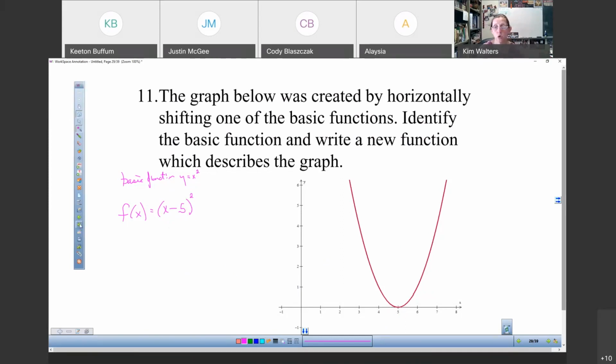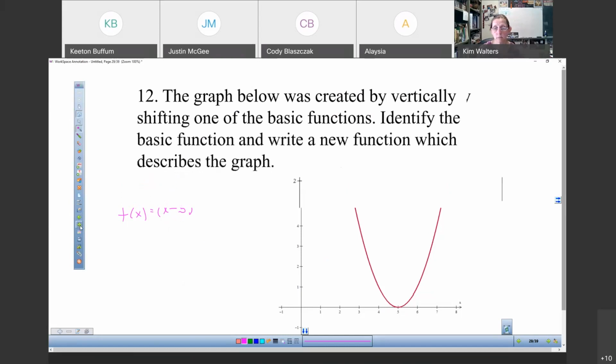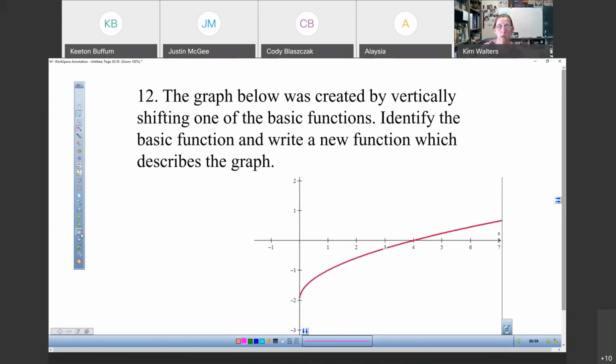All right, let's do one more of these. My basic toolbox function here. What is my basic function here? This one's going to be harder to type in terms of the answer. So you can either write it out, or you don't have to tell me where my movement is yet. I just want to know what my basic toolbox function is.